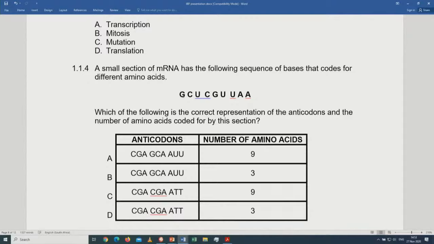It will be C, G, A, G, C, A, U, U. So therefore our answer will be B.